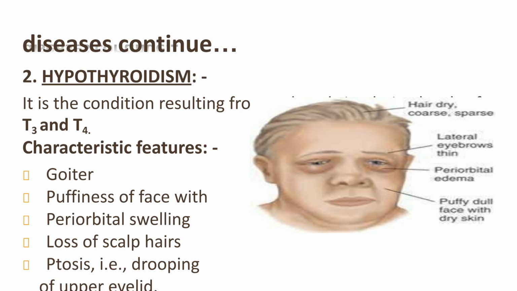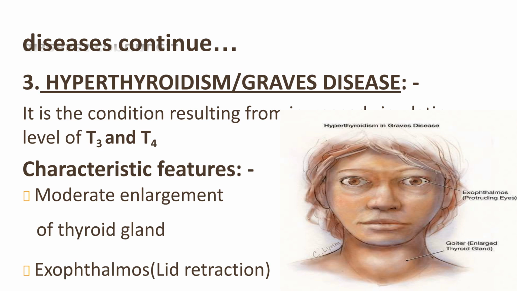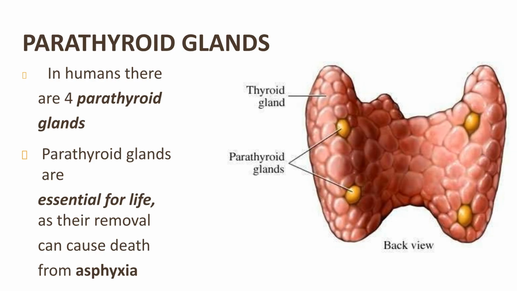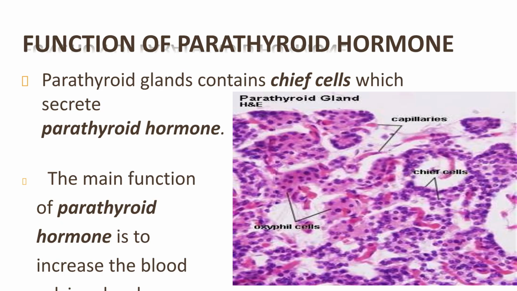Dysfunction of the thyroid gland can lead to several diseases, starting with simple goiter. Simple goiter is caused by iodine deficiency. It results in swelling of the thyroid gland, which is usually painless. Hypothyroidism results from reduced circulating levels of T3 and T4. Features include goiter, facial puffiness, periorbital swelling, hair loss, ptosis, and dry, rough skin. Hyperthyroidism, or Graves' disease, is caused by increased circulating levels of T3 and T4. Characteristic features are moderate enlargement of the thyroid gland and exophthalmos, or lid retraction.